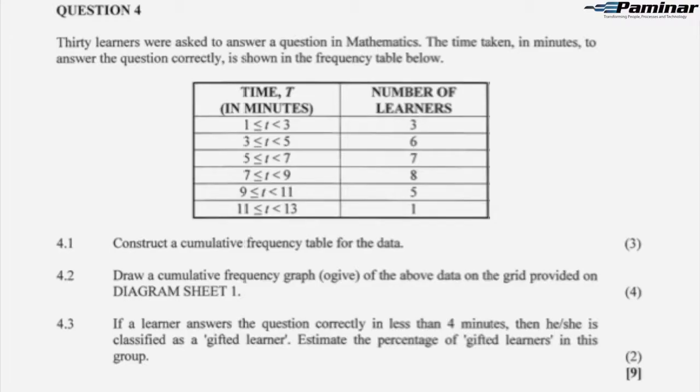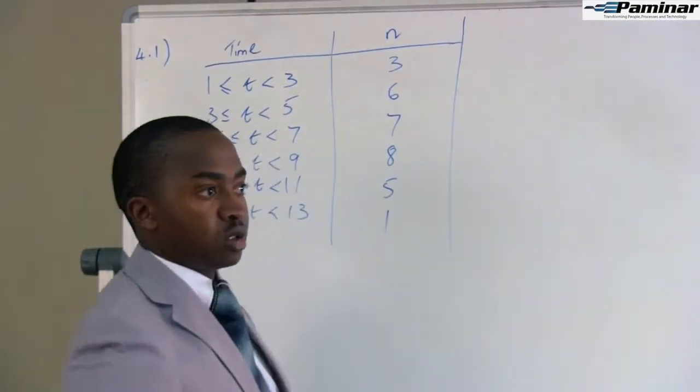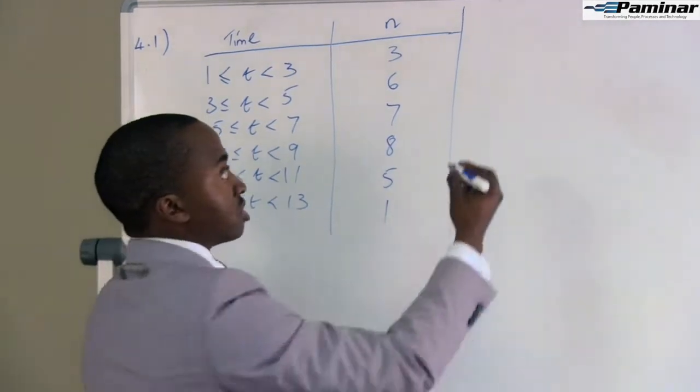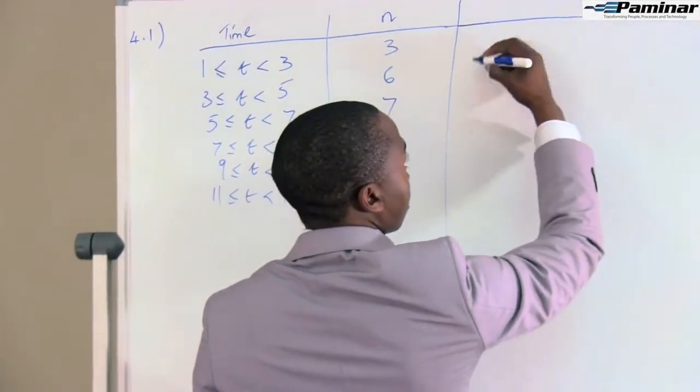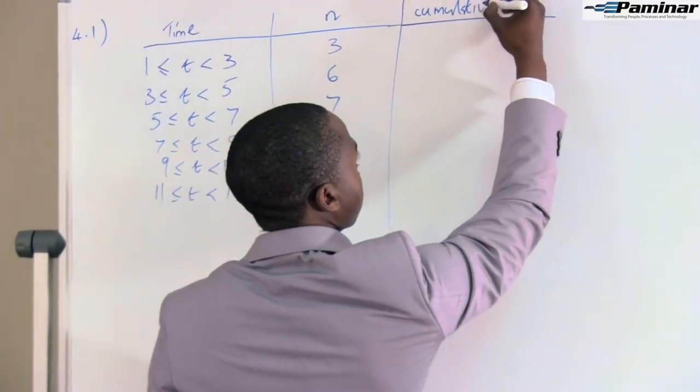There are 30 learners. And then, moving on to question 4.1, it says, construct a cumulative frequency table for the data. Okay, so we'll just do it on this table already. So now you're just constructing your cumulative frequency table. You just need to put another column for your cumulative frequency.